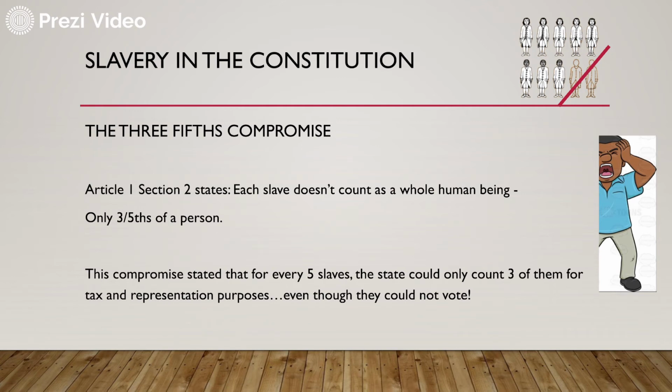So it allowed the southern states to have more representation in the government, but it also meant that they had to pay more taxes than if they couldn't claim any of the slaves as part of the population. However, it did mean that we were considering human beings at the time as being not a full person.